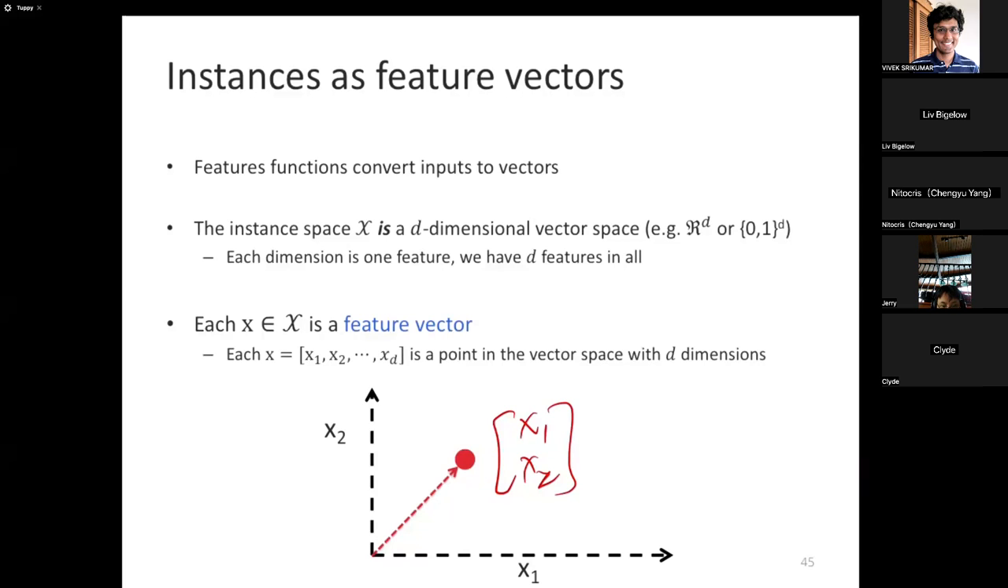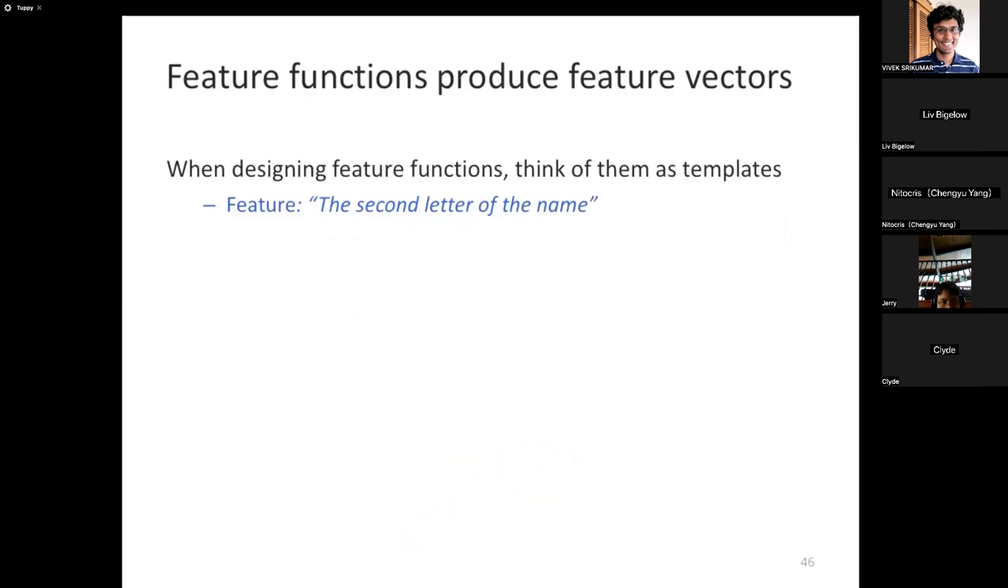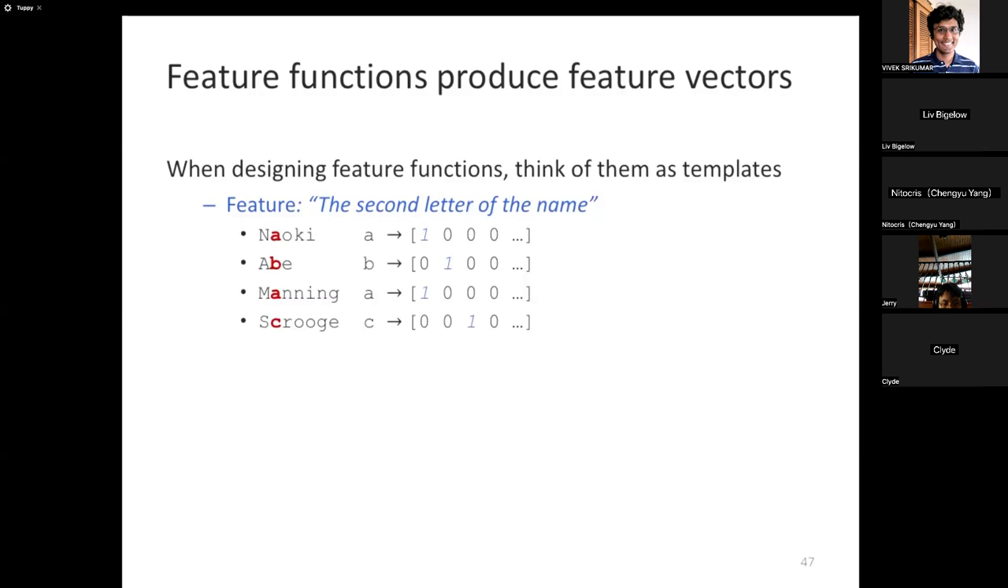Okay, we talked about the features for the badges game. So let me give you one example here. One feature for the badges game could be the second letter of the first name. So for the name Manning, the feature pulls out the letter A.